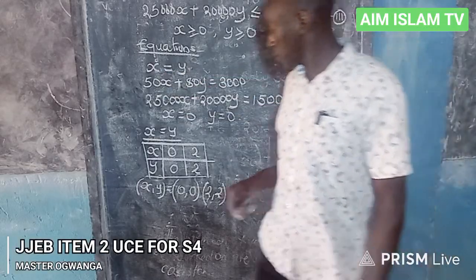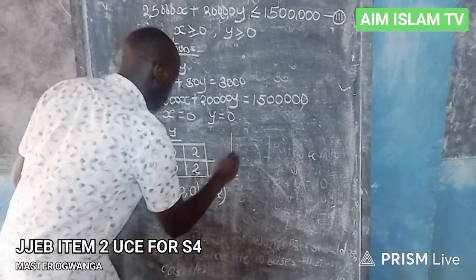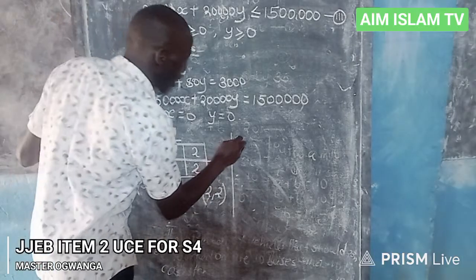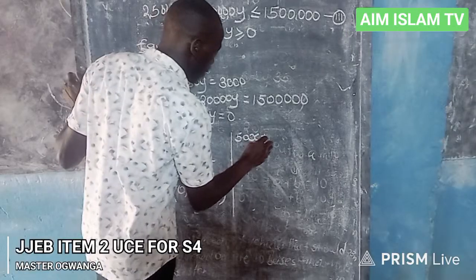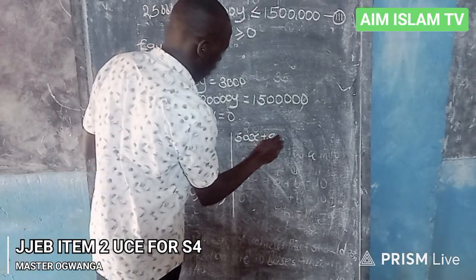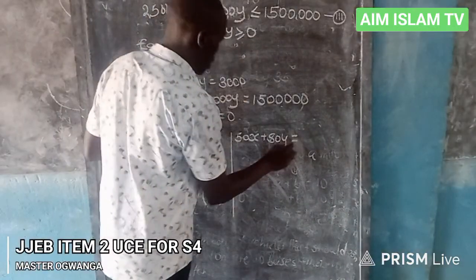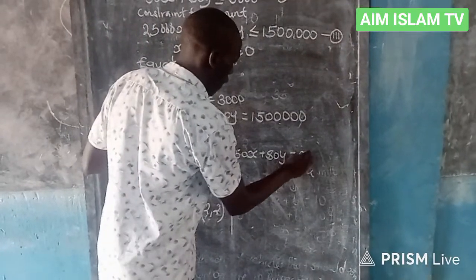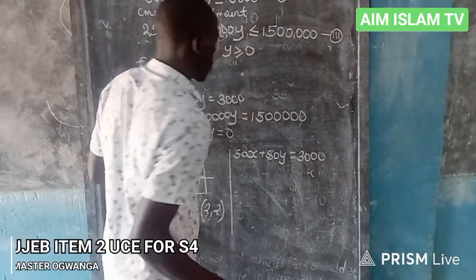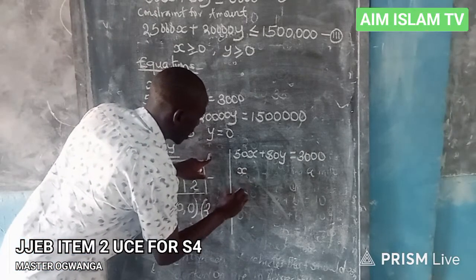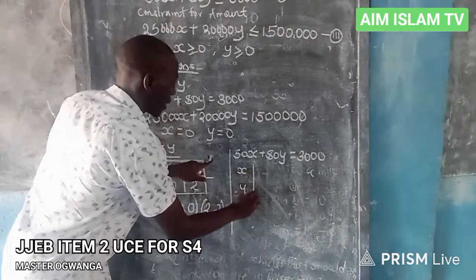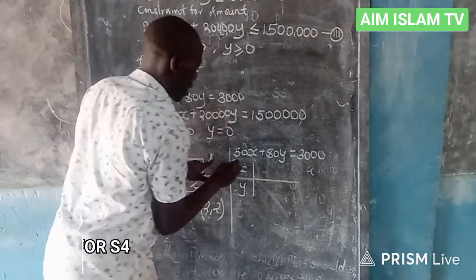We come to the second line. Our second line is 50x plus 80y, which is equal to 3,000. I'm going to use the same approach of having my table in terms of x and y.